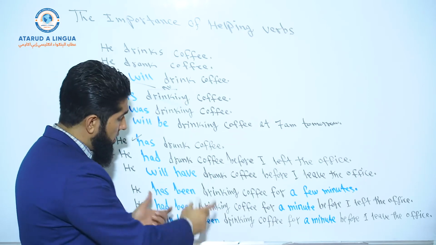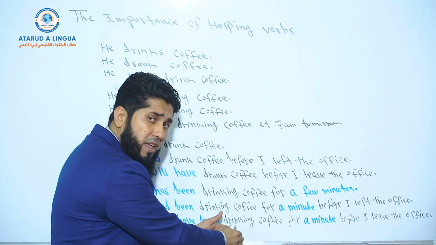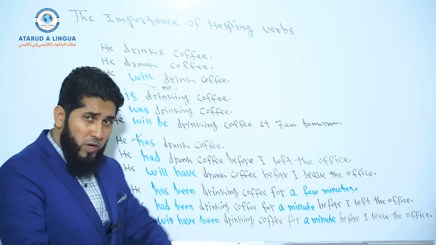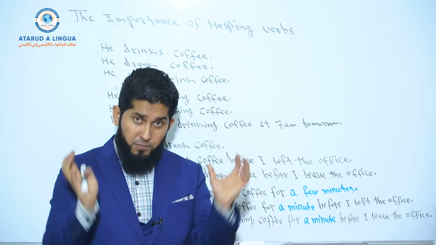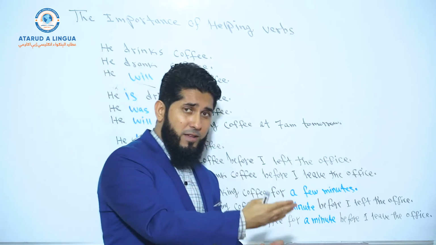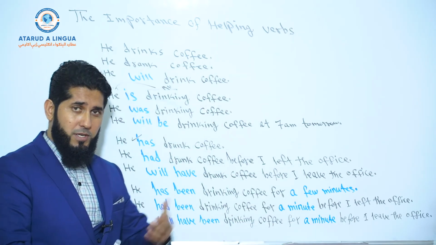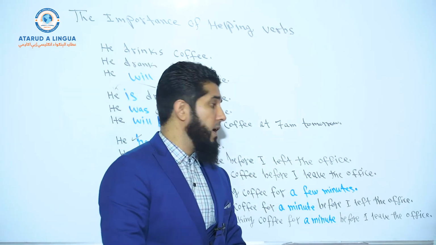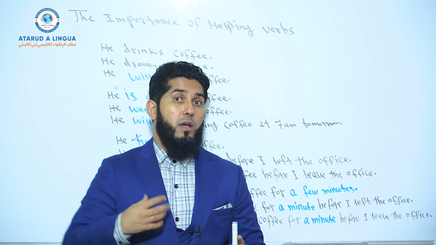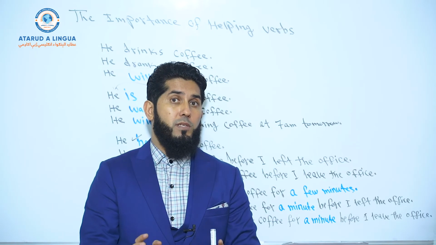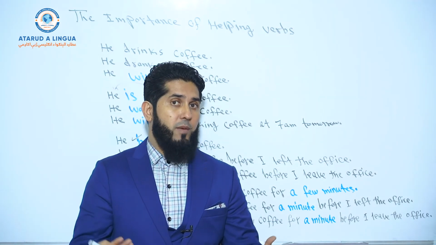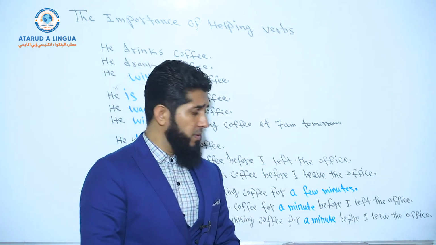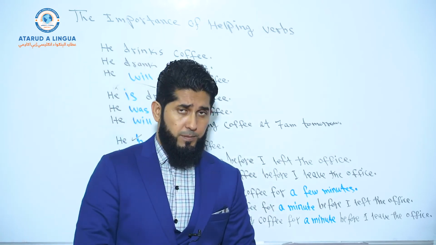So what is the purpose of using all of these three extra verbs as helping verbs? They are here to help the main verb to express the idea that the action of drinking coffee will be in progress for a specific duration of time before another action happens or takes place in the future or before a specific time. So he will have been drinking coffee for a minute before I leave the office. The action of drinking coffee will be in progress for a minute or for a few minutes before the other action happens, before I leave the office. Or you may say he will have been drinking coffee for a minute before 7 p.m., before 5 p.m.